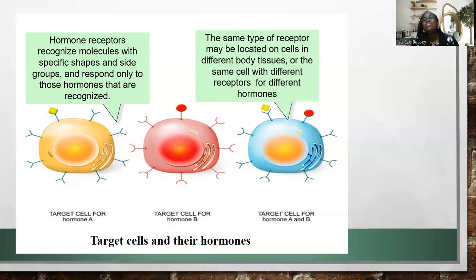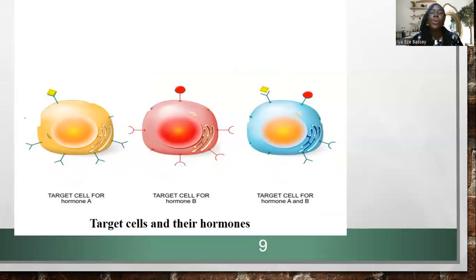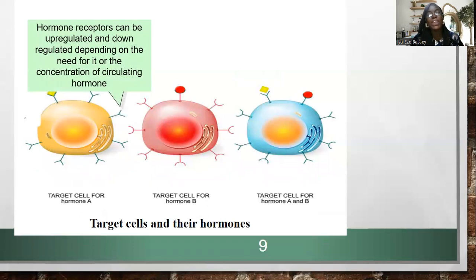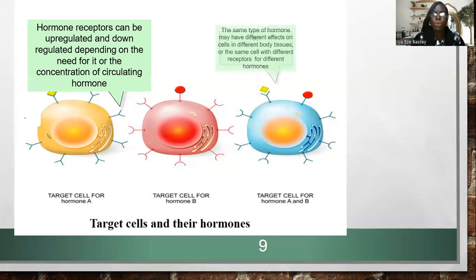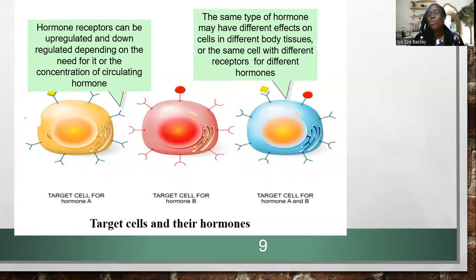You should also know that the same type of receptor may be located on cells in different body tissues, all right? Or the same cell, one cell can have receptors for different hormones. Also, the hormonal receptors have the ability to be upregulated or downregulated depending on the need for it or the concentration of the circulating hormone. You should also know that the same type of hormone may have different effects in different body tissues, or the same cell can have receptors for different hormones, all right?